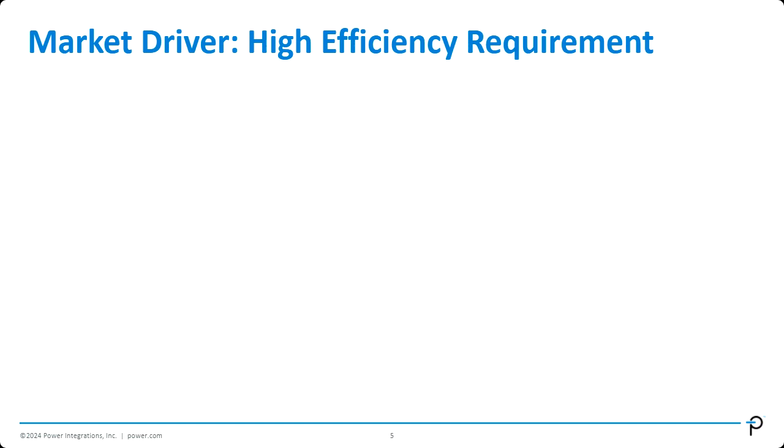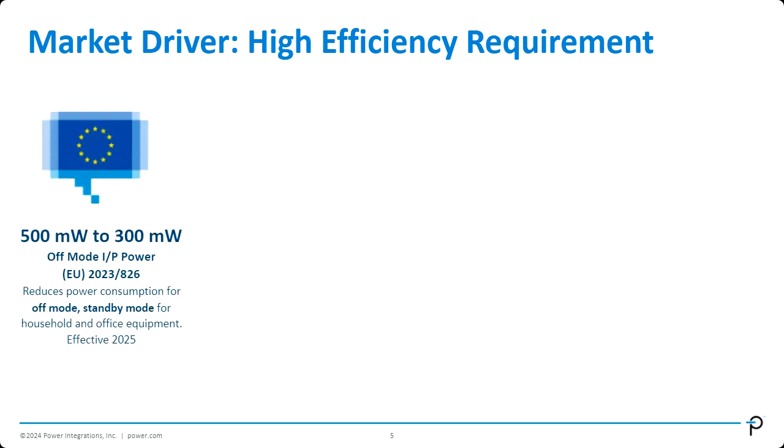So before going into showing you the excellent regulation and high efficiency data, I'd just like to touch upon the market driver. Why are we going towards InnoMux-2? What is driving us towards going for InnoMux-2? I'll give you an example here. This is the energy-related regulation in Europe for household appliances. And they're going to reduce the off-mode power consumption from 500 milliwatts to 300 milliwatts. This will be effective from 2025.